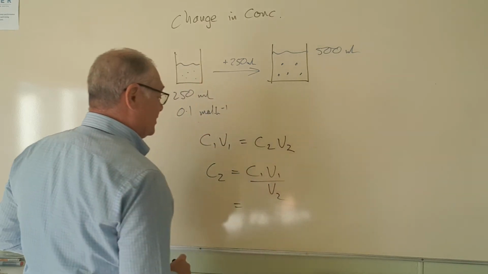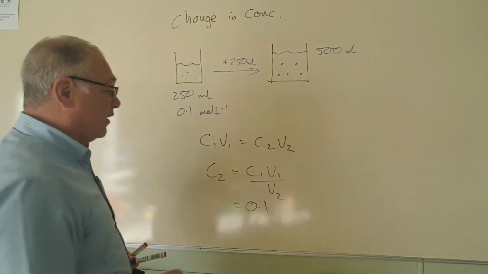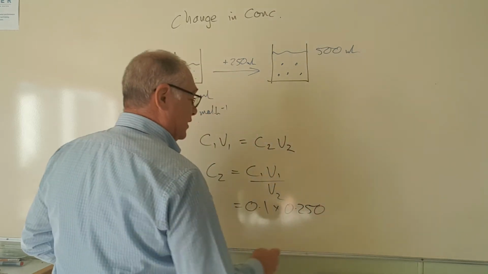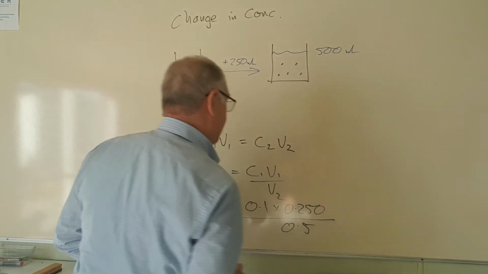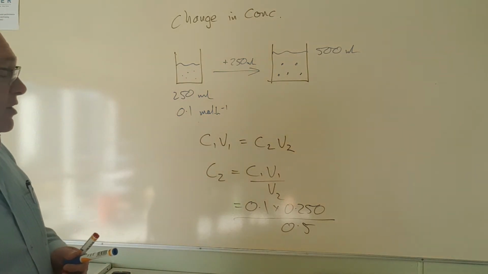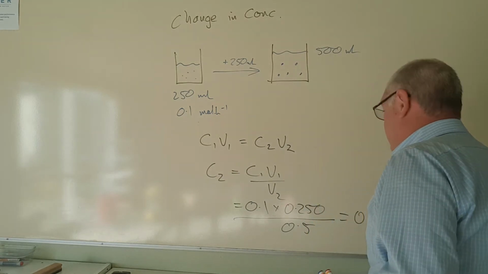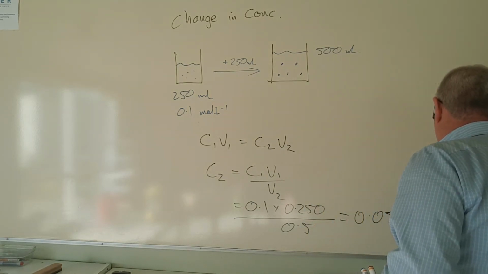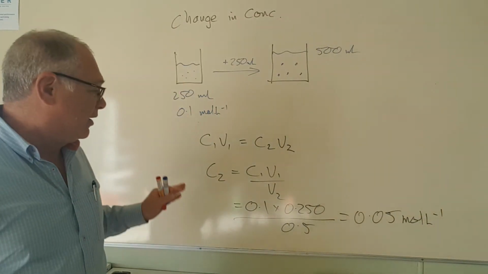I put in the numbers. The first concentration is 0.1. The first volume is 0.250 litres. My second volume is 0.5 litres. So what I should get is 0.05 mole per litre. Very, very easy to do, step by step.